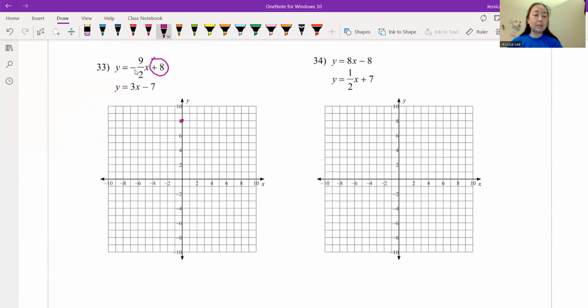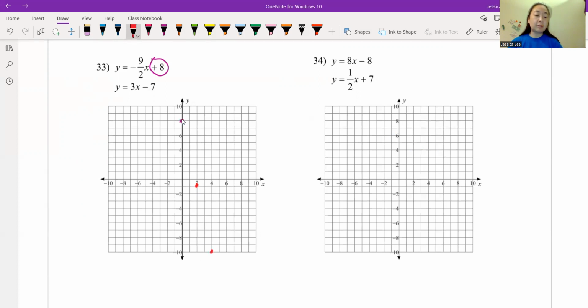And so next point is gonna be at 9, -2, or -9, 2. I would say go down 9 and then to the right 2. Down is already negative, so the bottom number has to be positive. Okay, so down 9 and then to the right 2. Down 9, 1, 2, 3, 4, 5, 6, 7, 8, 9, and then to the right.